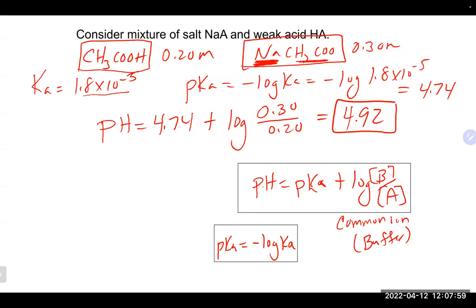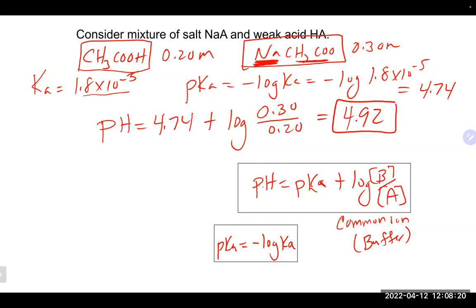But you could absolutely do the ice table. If you like the ice table, or you're not sure you should do this equation, or can't remember this equation, you can always do the ice table. But again, you could only use the Henderson-Hasselbalch equation here in a buffer situation or a common ion situation. Any questions on that there?